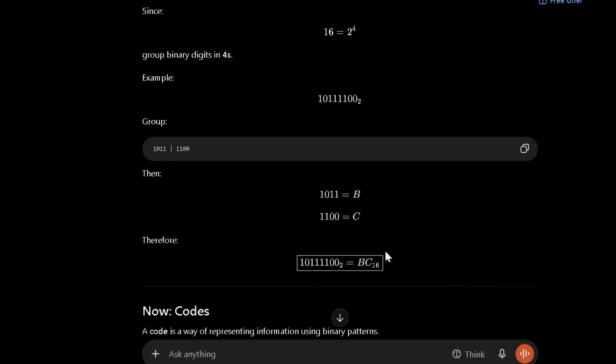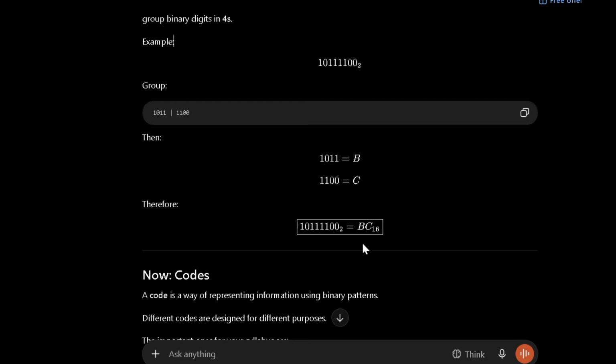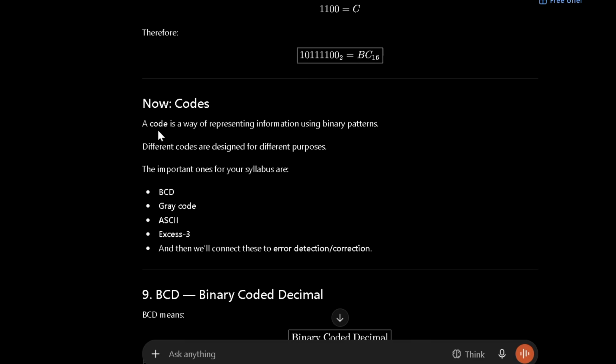This is the 16 system. Now codes. A code is a way of representing information using binary patterns. Different codes are designed for different purposes. The important ones for your syllabus are BCD, Gray code, ASCII, Excess-3, and then we'll connect these to error detection or correction.